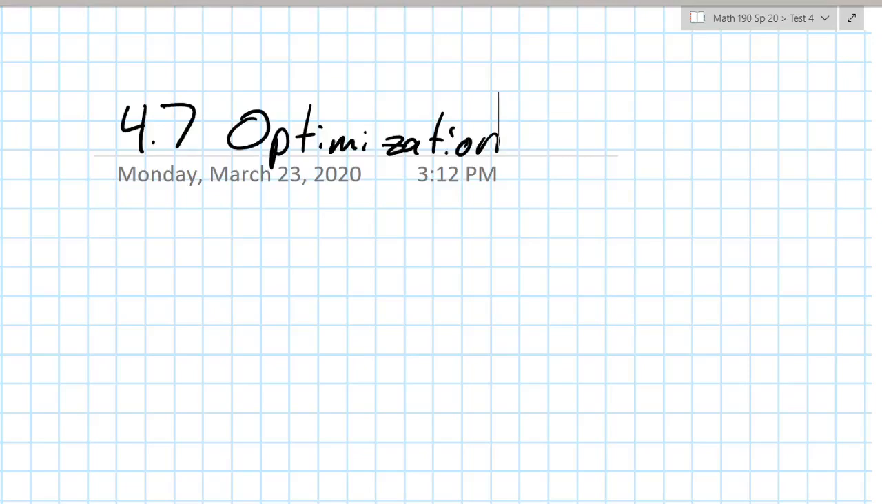Section 4.7 is another one of those sections where we don't have any new material that we have to learn. We just want to apply what we know to new problems. And in 4.7, we're going to try to optimize things. Optimizing means we're going to try to find the best solutions. So in terms of our problems, we want to find minimums or maximums of different things.